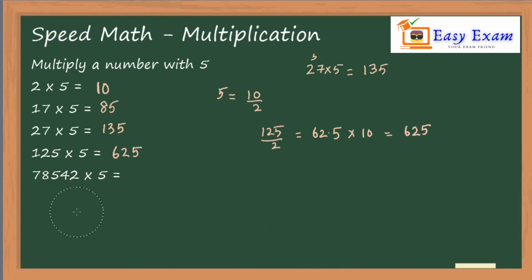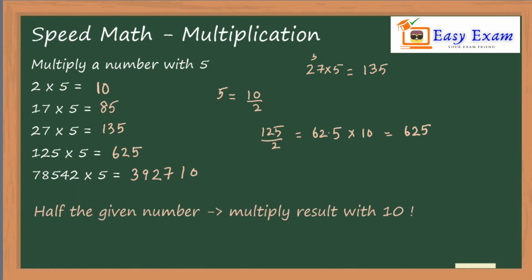So next, what is 78542 into 5? So the first step is to find half of the number. So that is nothing but divide by 2 in your mind. It is the half. Then add a 0 to it. So you got the number, right?